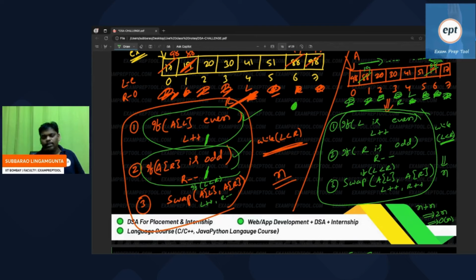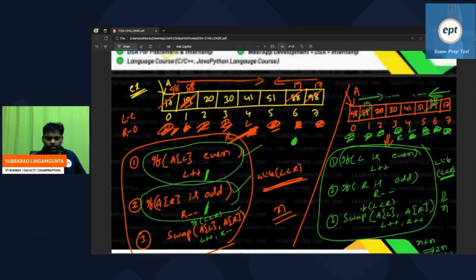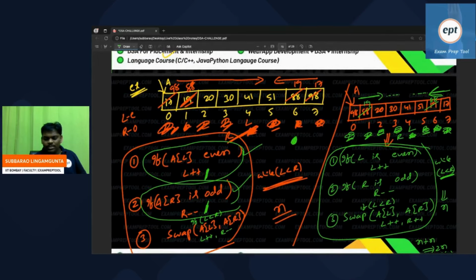If L is even, L plus plus. If odd, stop it. If R is odd, R minus minus. If R is even, stop it. After stopping, ask is L less than R. If true, then swap it. So please take care. Here is one while loop n times, here one more while loop n times. N plus n is 2n, which is order of n. I hope you got it. It's a nice problem.